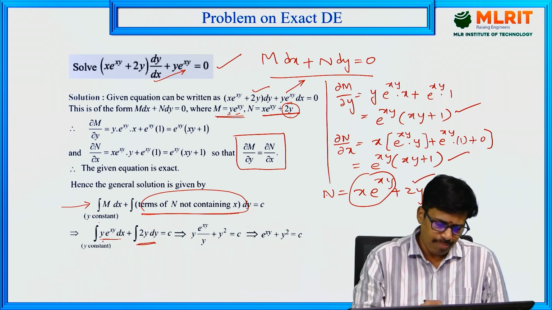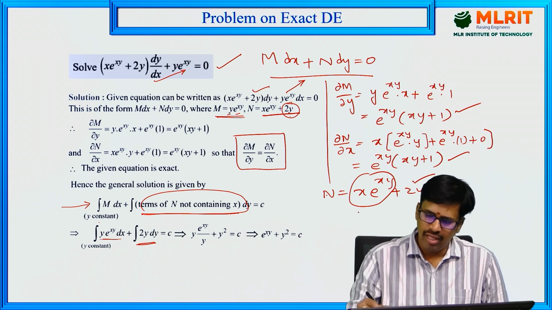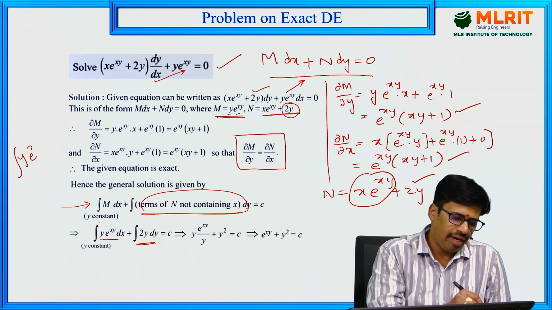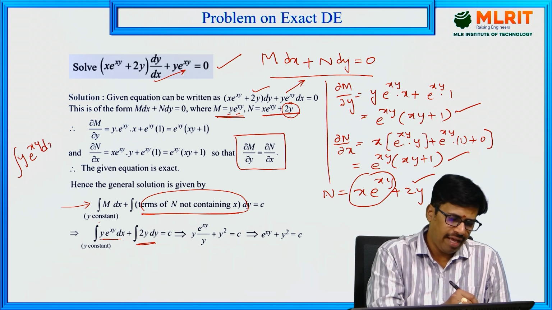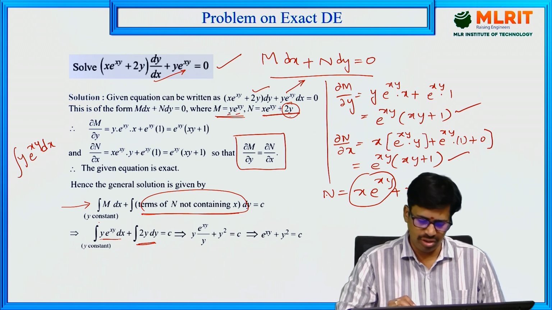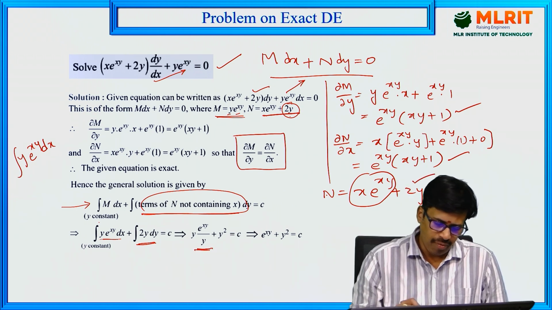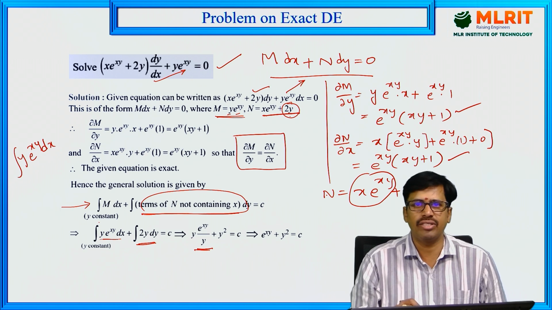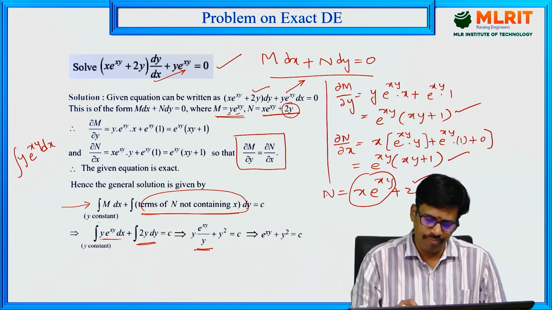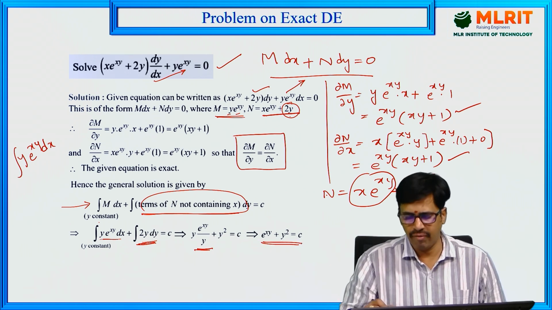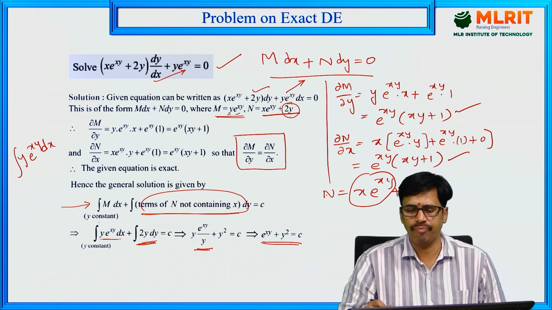So what is the integration of y e power xy dx, treating y constant? Here y is not a variable, y is constant. So the integration of e power xy is e power xy by y, because y is constant, plus 2 into y dy is y square by 2, 2 get cancelled. So we got e power xy plus y square equal to c, right?